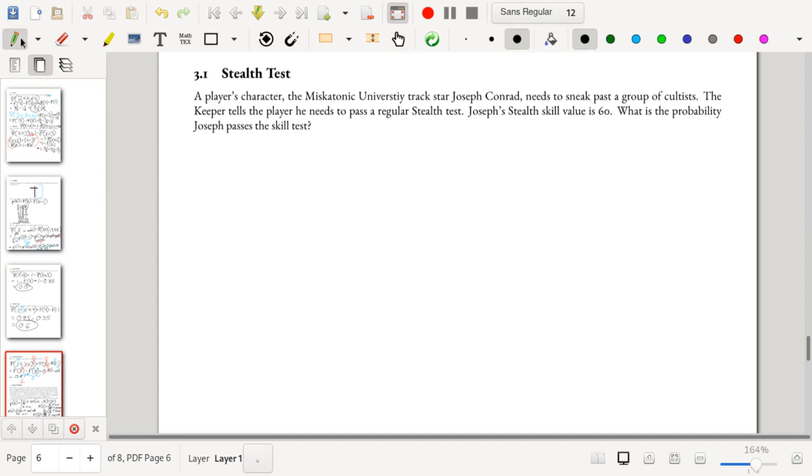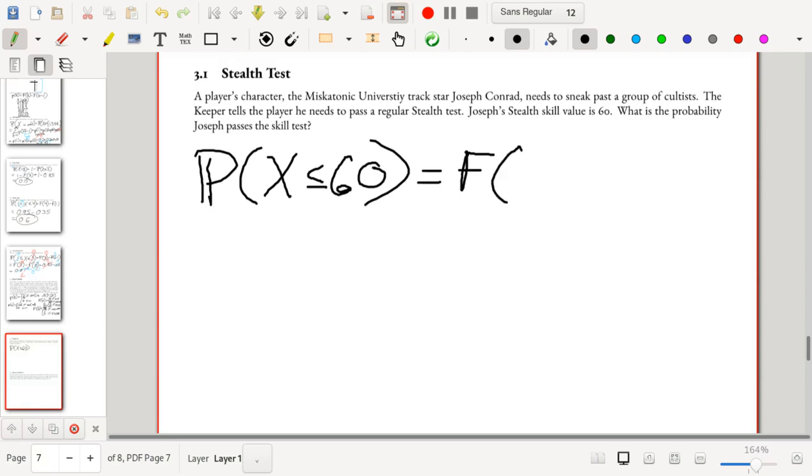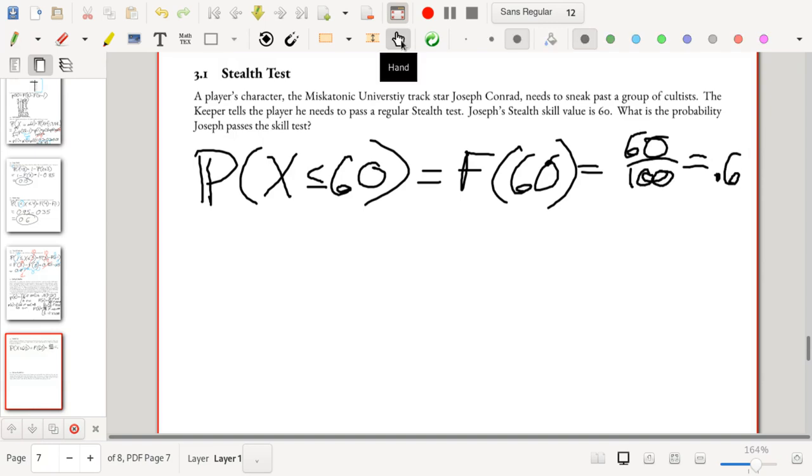In that case, the probability that the player passes the skill test is the probability that this random variable is less than or equal to 60. And the probability that it's less than or equal to 60 can be determined using the CDF evaluated at 60, which will be, since 60 is between 1 and 100, 60 over 100, which is equal to 0.6. Huh. Interesting. Shocker.